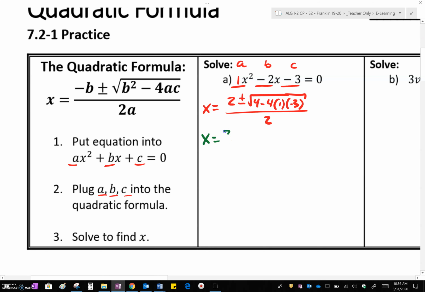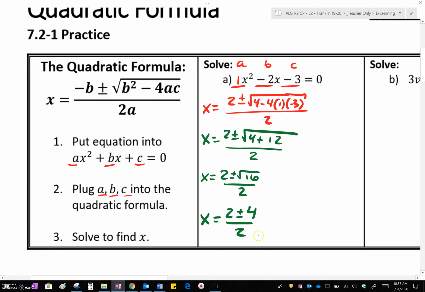We just evaluate the numbers. So x equals 2 plus and minus. Let's do the square root first. So 4 times 1 is 4, times negative 3 is negative 12. So 4 minus negative 12, that's just 4 plus 12, all over 2. So we get x equals 2 plus and minus the square root of 16 over 2. And we know what the square root of 16 is. That's 4. So 2 plus and minus 4 over 2.